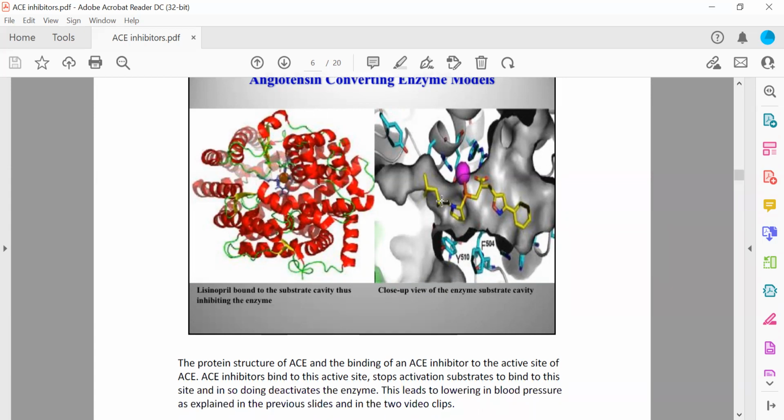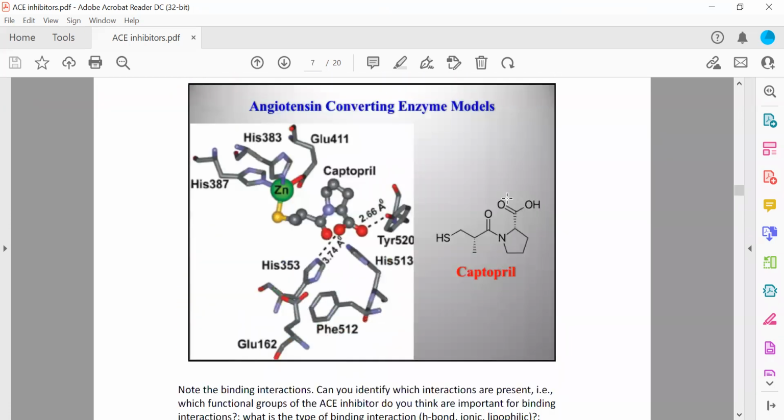And if we look at the closer view, you can clearly see that lisinopril fits nicely into the active site, and it potentially has interactions with amino acids surrounding the active site of the ACE enzyme. This is one example of captopril that has been docked into the active site of the angiotensin-converting enzyme. And you can clearly see that there are certain binding interactions. For instance, on the carboxylic acid, there are two binding interactions. One looks like a hydrogen bond interaction with tyrosine 520, as well as a pi-ionic interaction with histidine 353, as well as a zinc binding interaction, where the sulfhydryl group binds with the zinc binding site within the angiotensin-converting enzyme model.